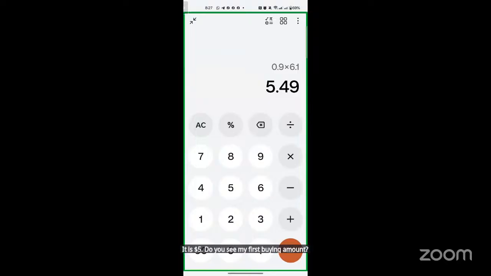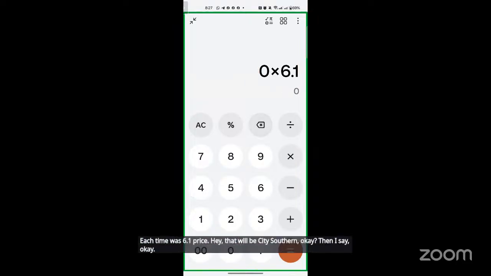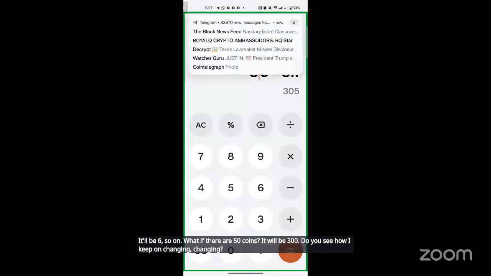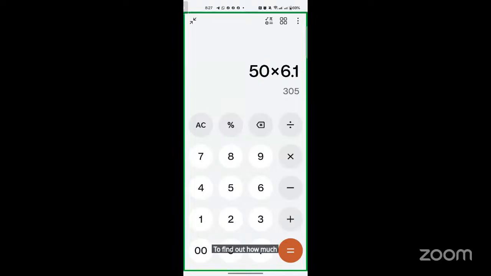Do you see my first buying amount? Is $5. So when I said no, I want to make it 50. Let me say if I have 500 coins, each times 6.1 price, that will be 3,000. Okay. Then I say, okay, what if there are 10 coins? It will be 61. What if there are 50 coins? It will be 300. Do you see how I keep on changing to find out how much I'm investing as my first buying amount? Is this hard?